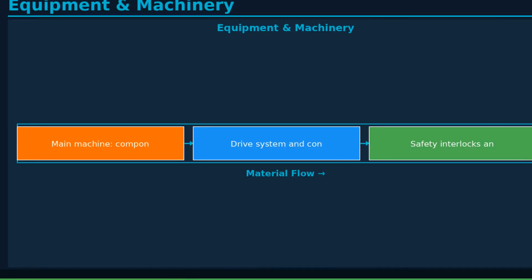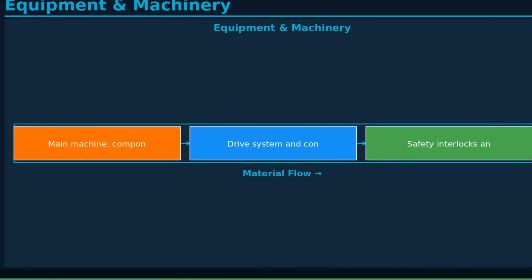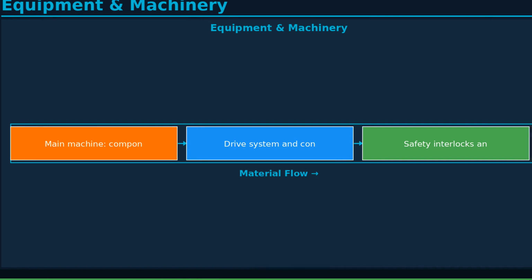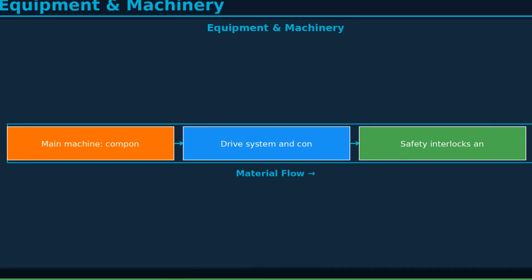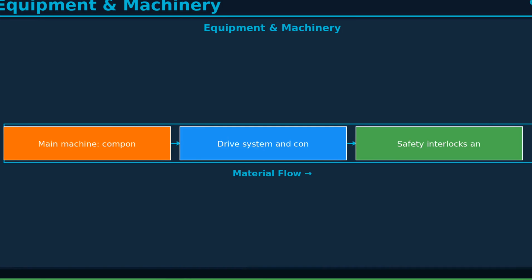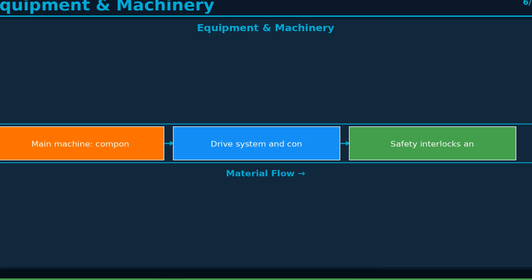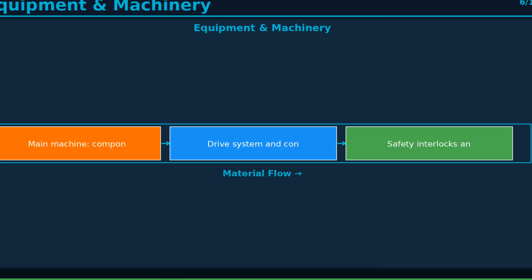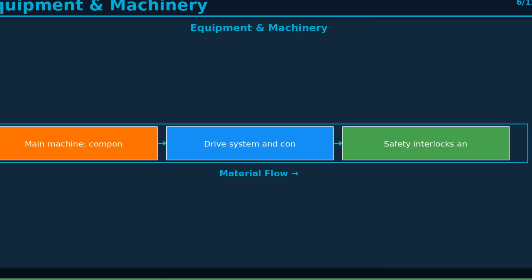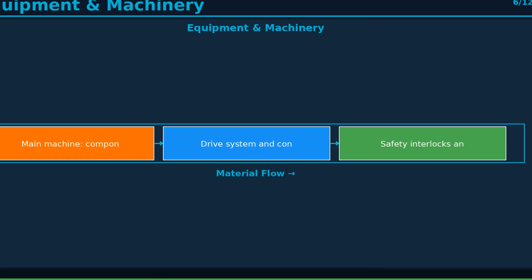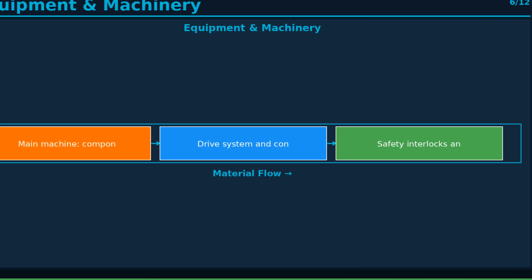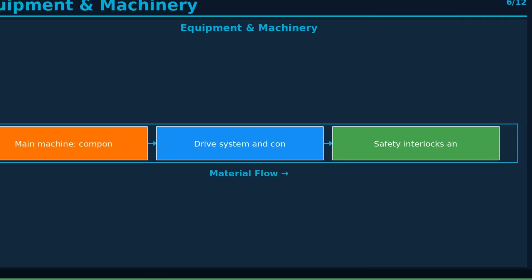The equipment used in CNC milling machine working principle consists of a main processing unit, drive system, and control instrumentation. Each component performs a specific function that contributes to the overall process efficiency. Safety interlocks and sensors protect operators and ensure consistent product quality.